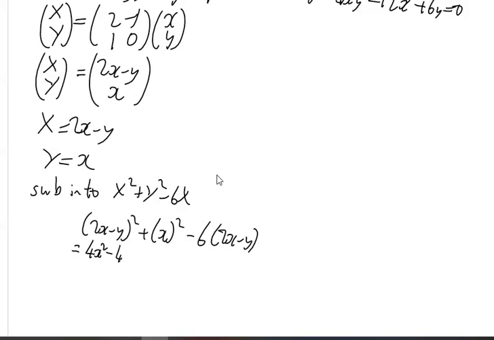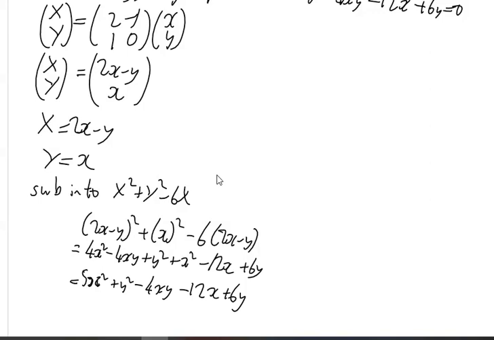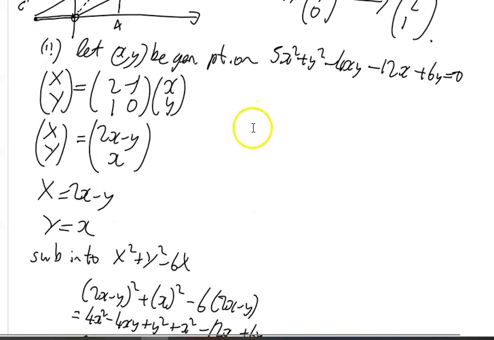4x squared minus 4xy plus y squared plus x squared minus 12x plus 6y equals, tidy this all up, what have we got? 4x squared. I've got a y squared term. I have another x squared term. So that really is going to be 5x squared plus y squared, and then I've got minus 4xy minus 12x plus 6y.